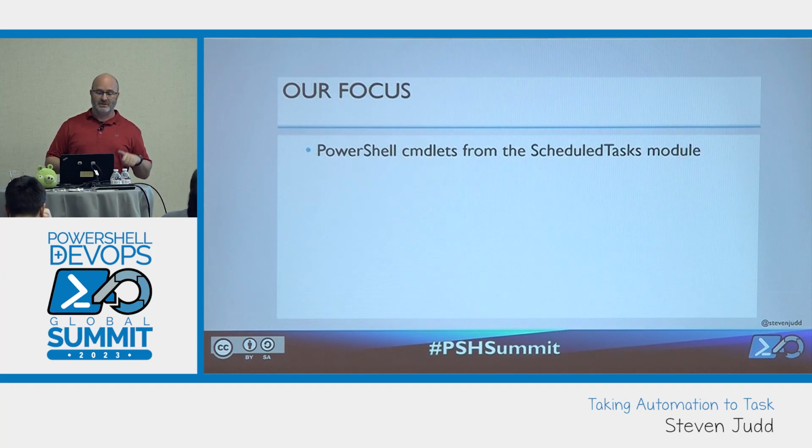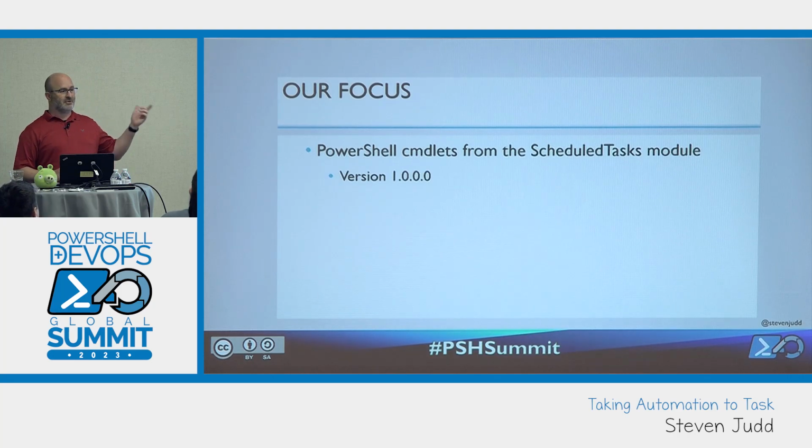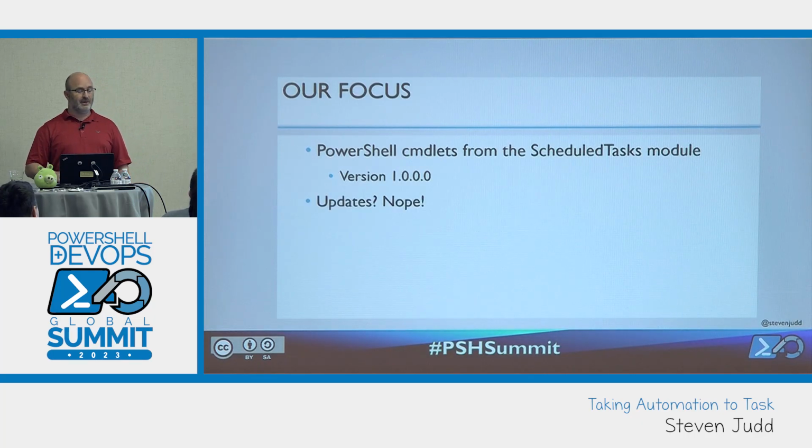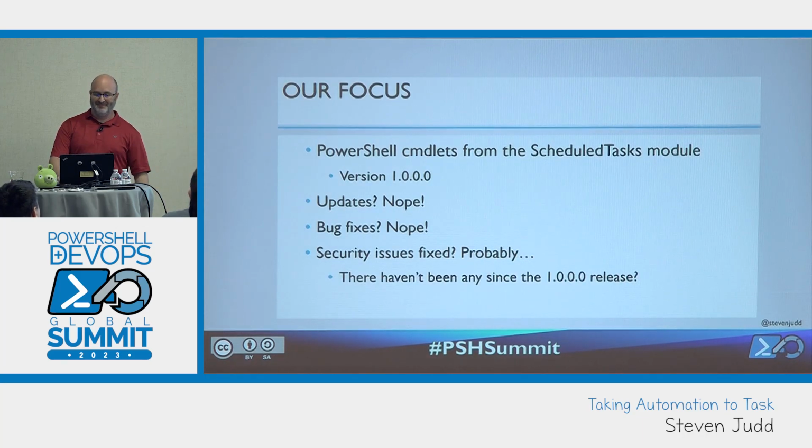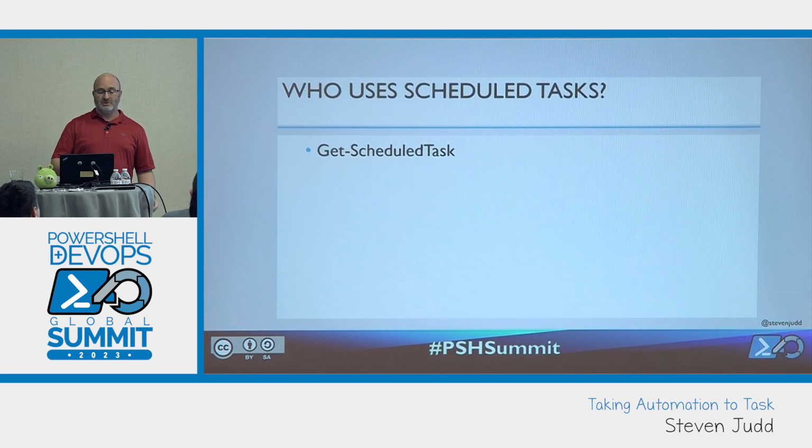All right, so our focus are the PowerShell cmdlets from the ScheduledTasks module, right? It's version 1.0.0.0, forever known here now as V1, okay? Updates? Nope. Bug fixes? Nope. Security issues fixed? Probably, but how do we know? It's still version 1. There haven't been any security fixes since 1.0.0.0? Yeah, whatever, okay. So, who uses the scheduled tasks?